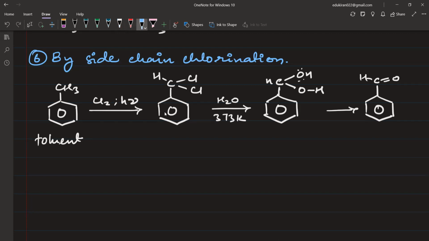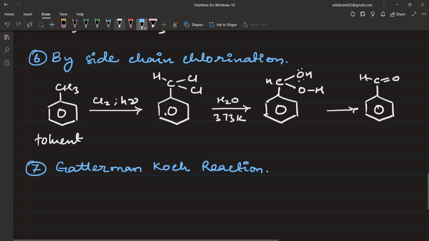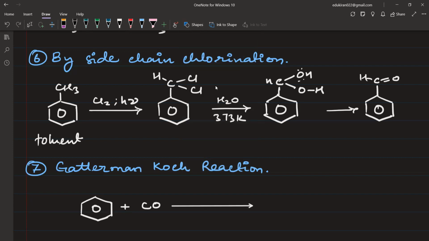Write the seventh one, which is important, a named reaction. Gattermann-Koch reaction. It's a very easy reaction. You have benzene plus carbon monoxide in the presence of HCl and anhydrous AlCl3. This just gives you benzaldehyde.